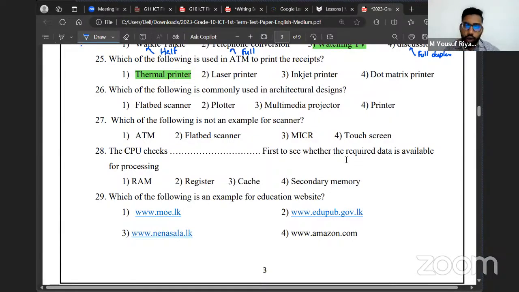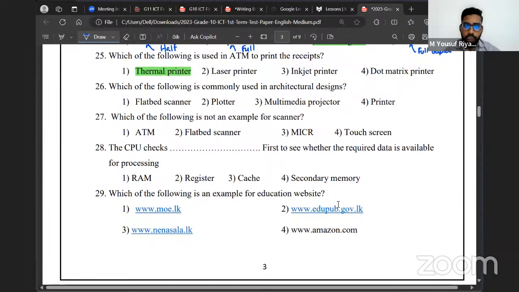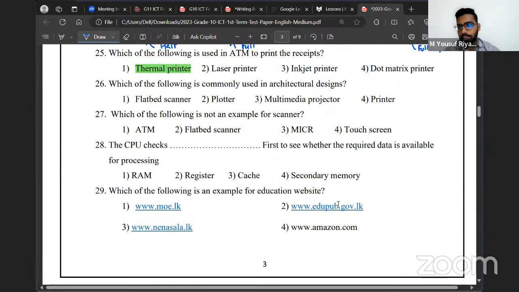Same thing with bills, not all the bills. For example, if you go to Keells Super, you get thermal. If you go to Cargills, you get dot matrix. So it depends on what bills you're talking about.